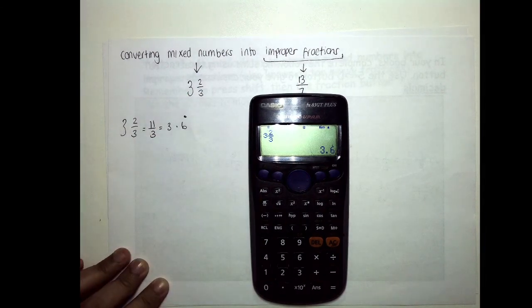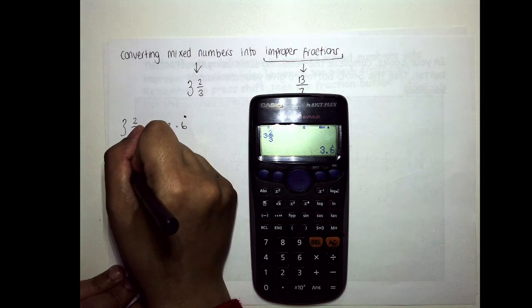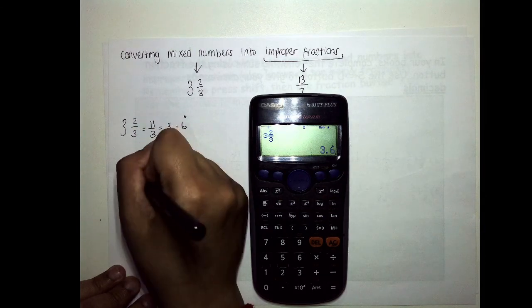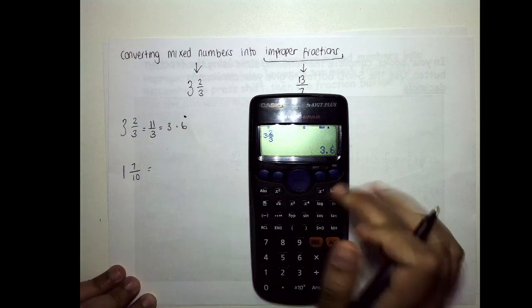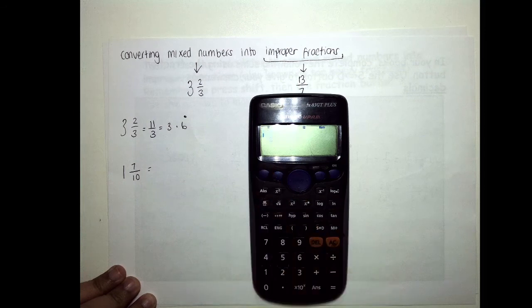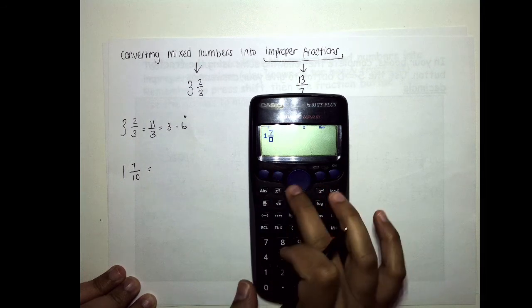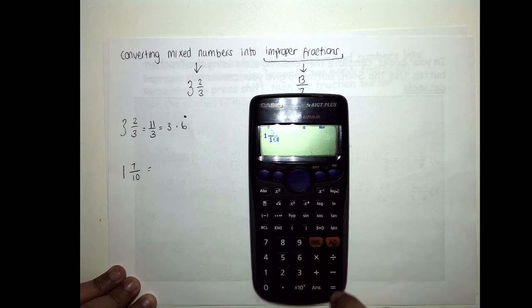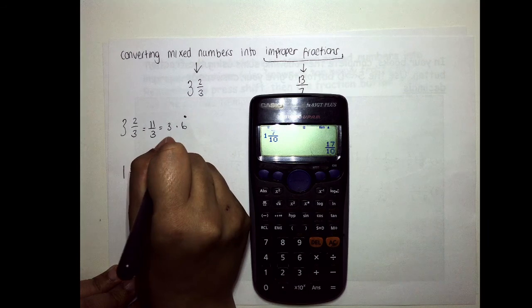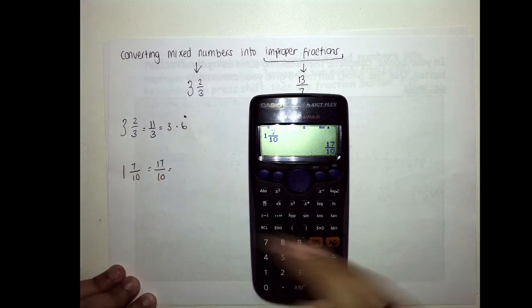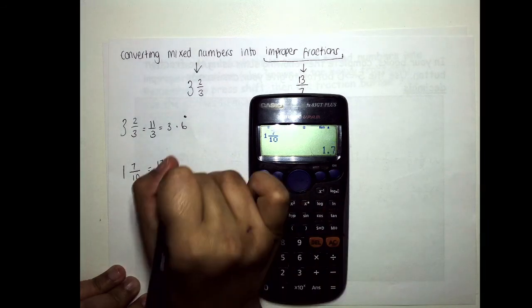Okay, we'll also just try one more. So for instance, 1 7/10. I will press Shift, fraction button. That allows me to put 1 as the whole number, 7 as the numerator of our fraction, and 10 as our denominator. And that gives us as a fraction, an improper fraction, 17/10, and as a decimal, 1.7.